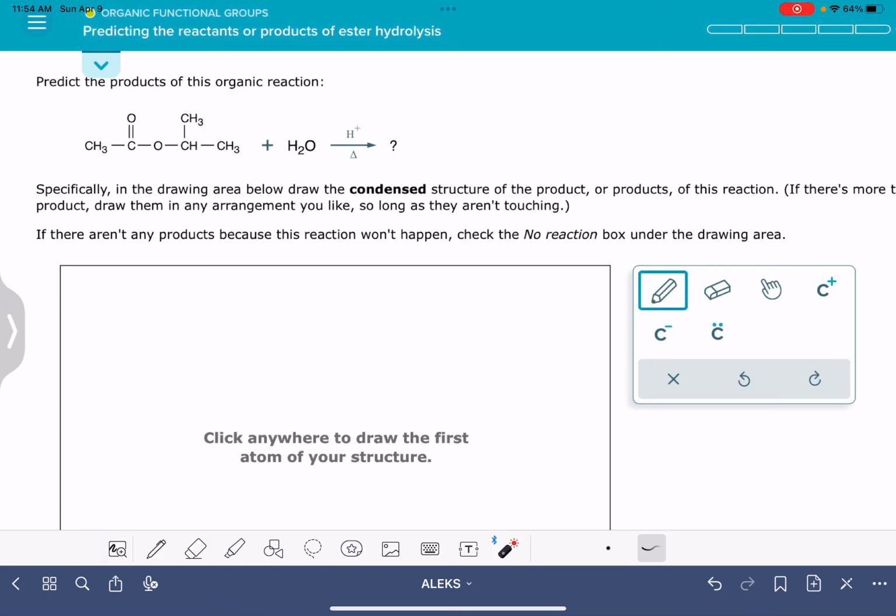In this video, I'm going to show you how to solve the ALEKS problem called predicting the reactants or products of ester hydrolysis. There are two different versions of this problem. I'm going to show you how to solve this particular problem, and then after that, I will show you the other version of the problem.